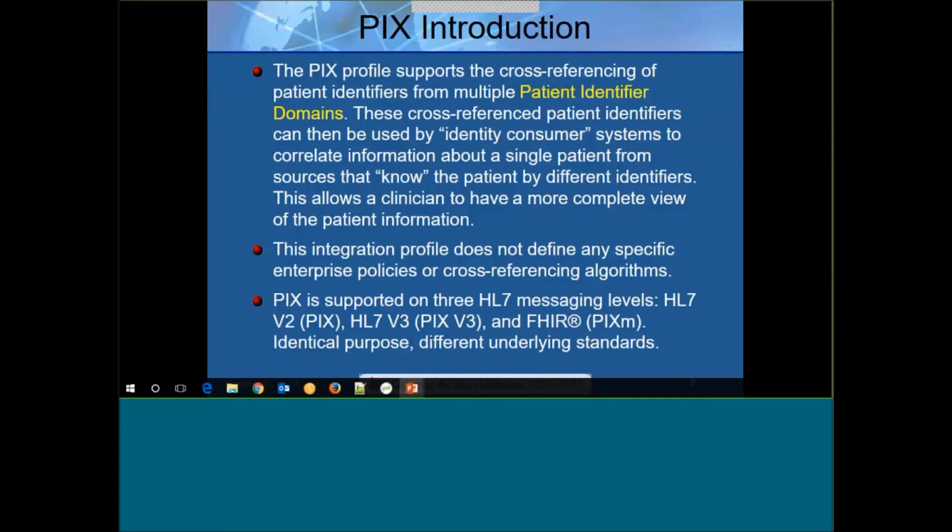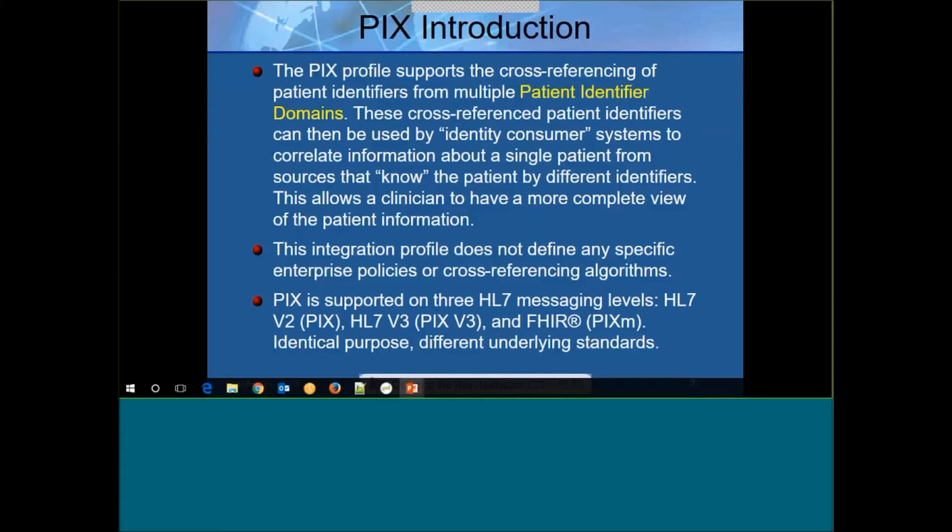So we say here that these cross-referenced patient identifiers can then be used by identity consumer systems to correlate information about a single patient from sources that know the patient by different numbers. So System A has John Smith and assigns identifier A to John Smith, and System B has John Smith, but we don't know what the identifier is. So it's hard for the first system to talk to the second system about the same patient because they use different identifiers for those patients. So PIX gives us a way to cross-reference all those identifiers together so that we can get a more longitudinal patient record, if you will.